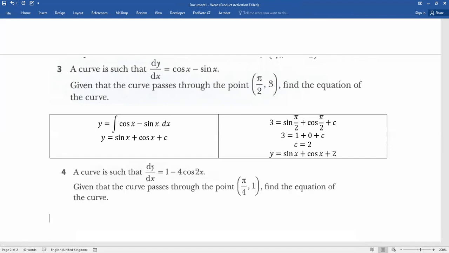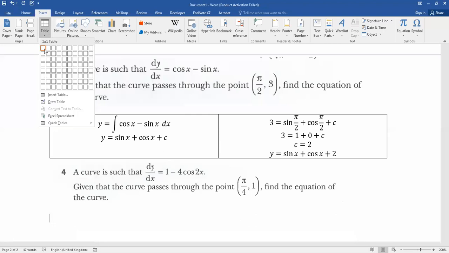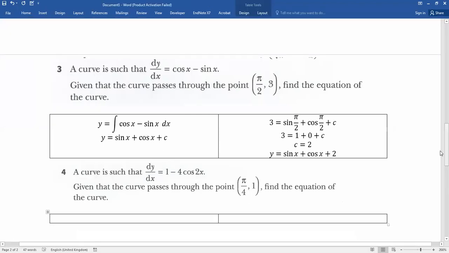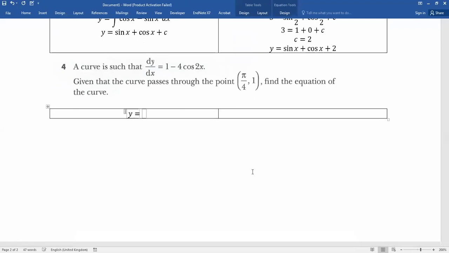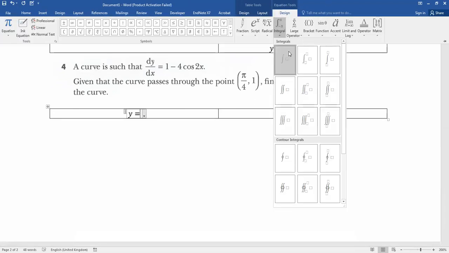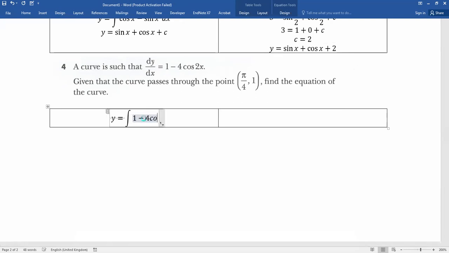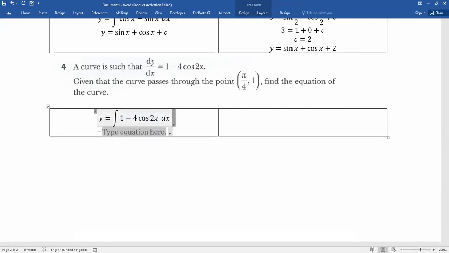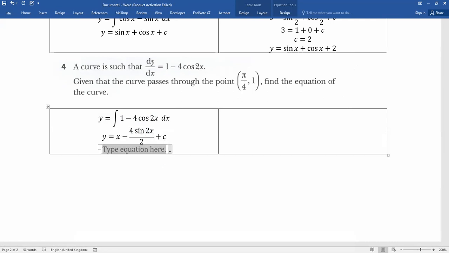Okay. I'll give this one a try. We try to keep c as exact, because it creates issues further on. What do we get? We get y once we integrate this entire thing, 1 minus 4 cos 2x. The integral of one is x, minus 4 sine 2x upon 2, plus c. So y is x minus 2 sine 2x plus c.